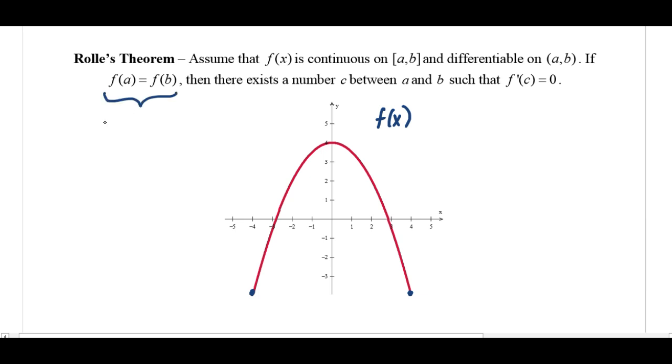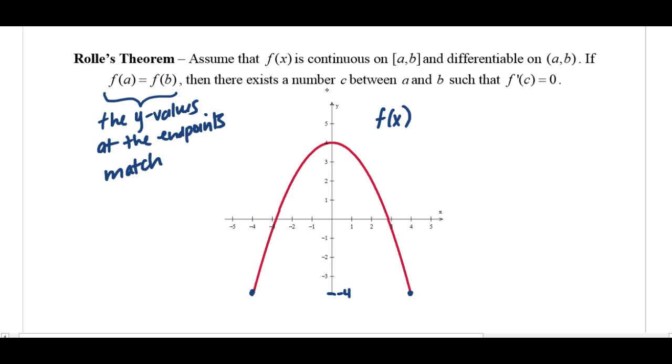This part means the y values at the endpoints are the same. At the endpoints, I'll put match. So they're the exact same y value at the endpoint. So here at -4, my y value is also -4. And at +4, my y value is also -4. So f of -4 equals f of 4. All three parts of the hypothesis are satisfied.